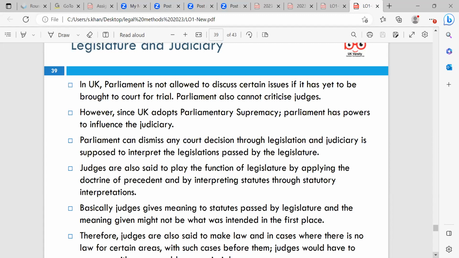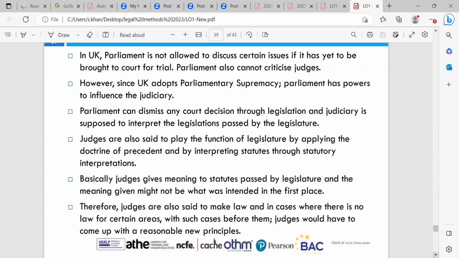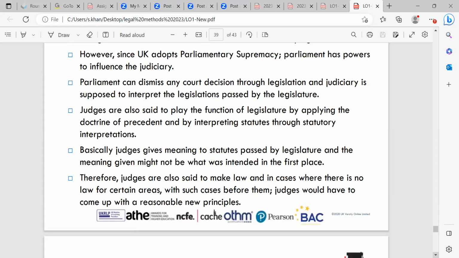Judges are also said to play the function of the legislature by applying the doctrine of precedent and by interpreting statutes through statutory interpretation. Basically, judges give meaning to the statutes passed by the legislature, and the meaning given might not be what was intended in the first place. Therefore, judges are also said to make law, and in cases where there's no law for certain areas, with such cases before them, judges would have to come to a reasonable new principle. So judges are there to interpret the law, not to change the law as it goes around, okay? So they are there as the main interpreters of the law in any cases or anything.